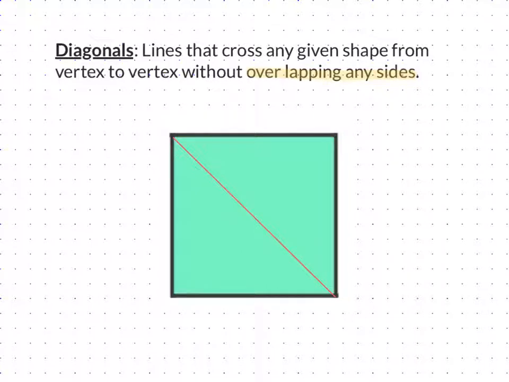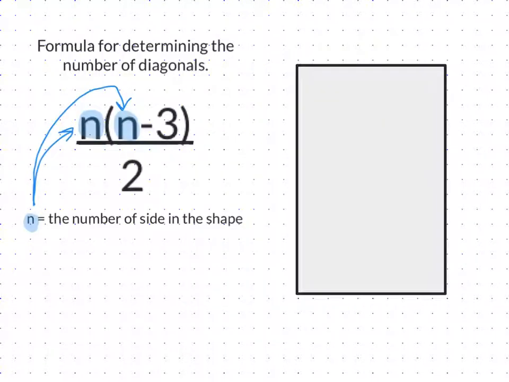Okay, so we see here the red line, that is one diagonal. And a property of a square is that it actually has two diagonals. There are two diagonals that go from vertex to vertex without overlapping any lines. Now on the previous slide, we were able to just draw the lines, and we were able to see those pretty easily, but as we continue to progress through our shapes, it's going to get more and more difficult to determine how many diagonals there may actually be.